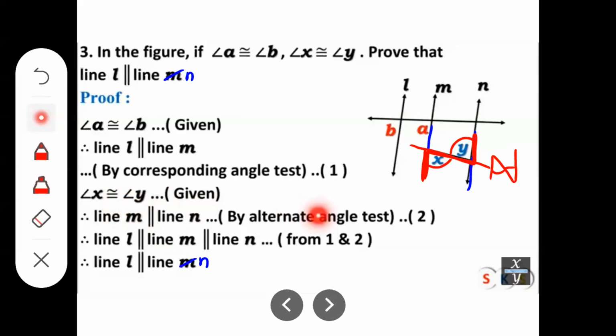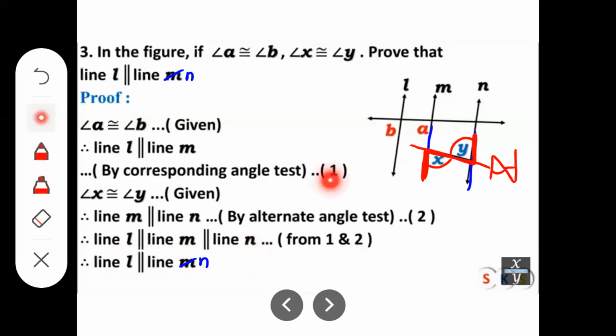Yes, that is equation number 2. Now see equations 1 and 2. Here, line L is parallel to M, and M is parallel to N. Write it together: line L is parallel to line M is parallel to line N.